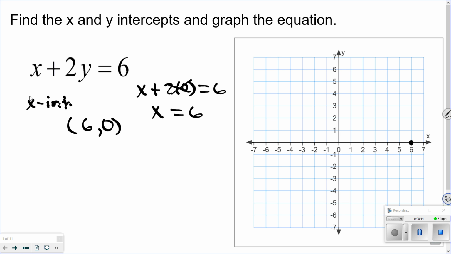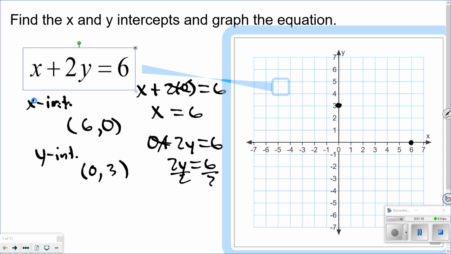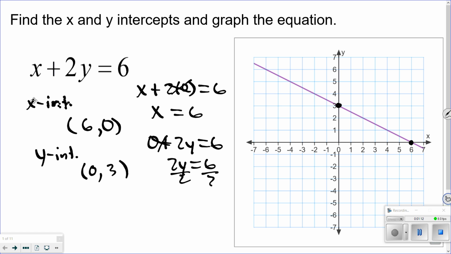And then to find the y-intercept, instead of putting 0 in for y, we put 0 in for x. So that time we go 0 in for x, 2 times y equals 6. That part just goes away. So 2y equals 6, divide by 2. So we end up with (0, 3). Okay, take those 2 points, graph the line that crosses through there, and that's what our graph looks like right there.